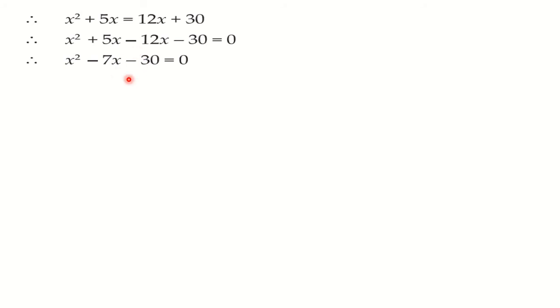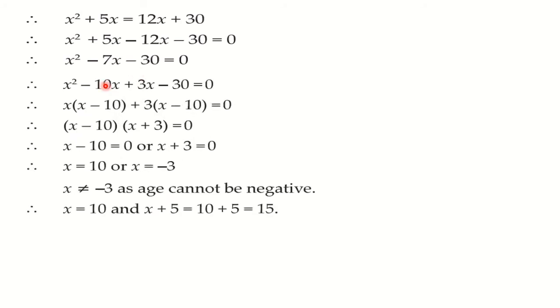Now again think of two numbers whose multiplication is 30 and subtraction is 7. So you know the numbers, 10 threes are 30, minus 10 plus 3. So split the middle term and get the answer. x square minus 10x plus 3x minus 30 is equal to 0. Take out common and get the factors. Then go for either or. x minus 10 is equal to 0 or x plus 3 is equal to 0. From that you will get two answers. x is equal to 10 and x is equal to minus 3.